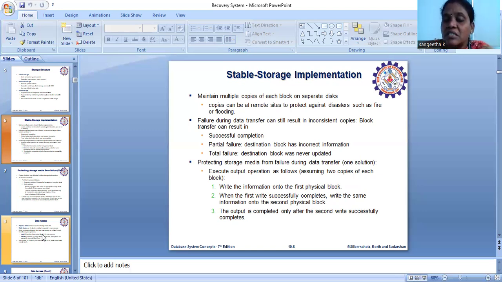A block transfer can result in successful completion, partial failure, or total failure. In partial failure, the destination block has incorrect information. In total failure, the destination block was never updated. Based on that, disk transfer will occur. One solution to protect storage media from failure during data transfer is to write the information onto the first physical block. When the first write successfully completes, the write operation starts again on the second physical block. The output is completed only after the second write has successfully completed.